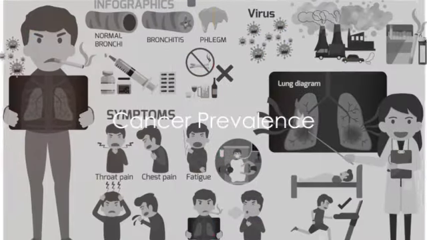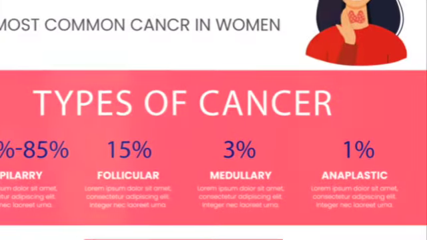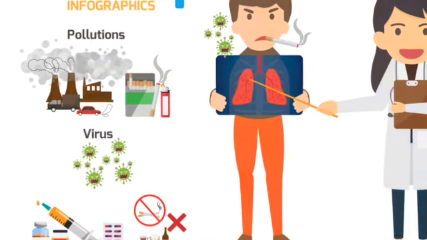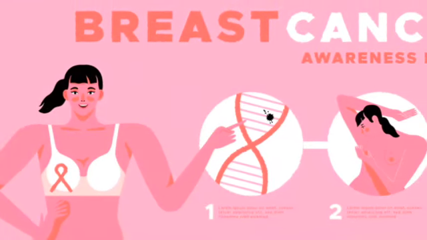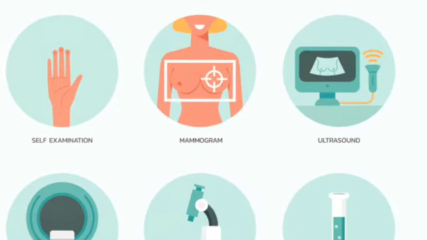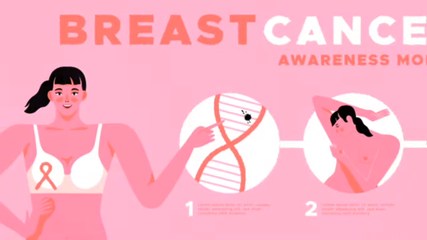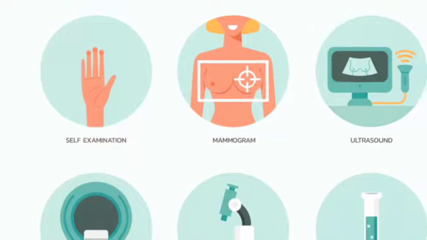Prevalence helps us understand the burden of cancer at a specific time. Point prevalence refers to the number of cancer cases at a particular moment, while period prevalence indicates cases during a set time frame. Both offer invaluable insights into our current cancer burden.